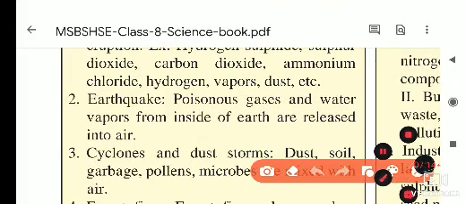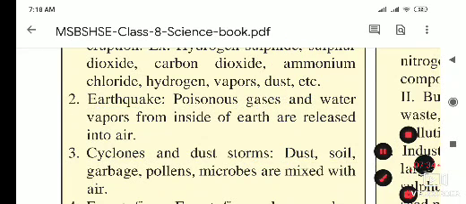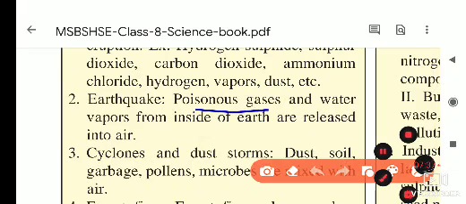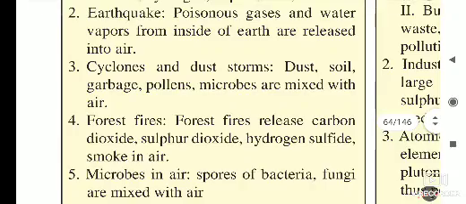Now next it is the earthquake. As we know, sometimes we get an earthquake, the earth shakes, and when the earth shakes, we see cracks on the earth's surface, and through these cracks some gases come out. They also pollute the air. So poisonous gases and water vapors from inside the earth are released into the air, and it causes air pollution.